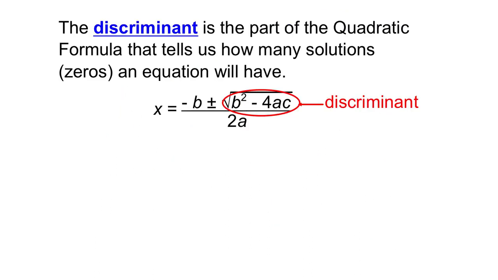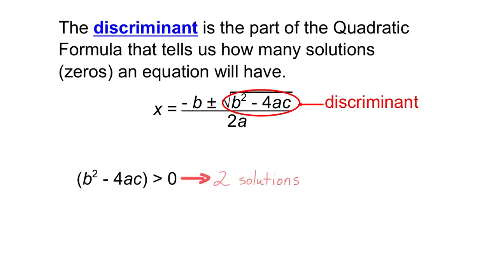Now just another note about the quadratic formula. The discriminant is the part of the quadratic formula that tells us how many solutions or zeros an equation will have. This is the part I'm talking about, the part that's underneath the square root sign. b squared minus 4ac is called the discriminant.